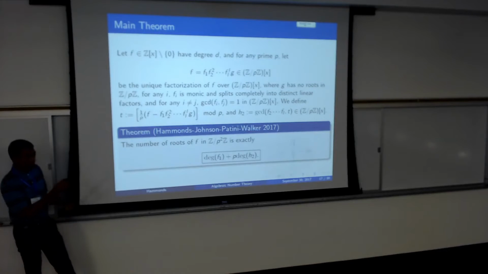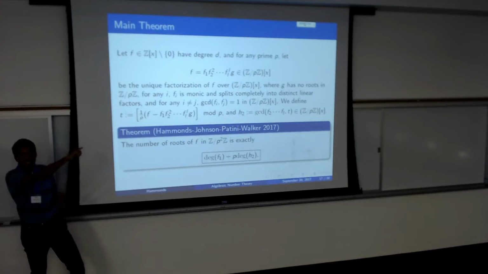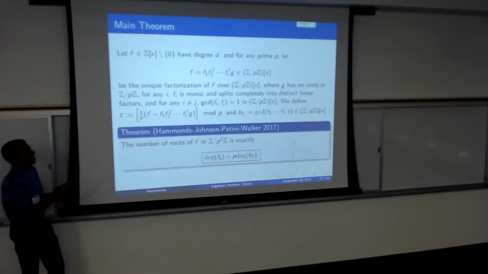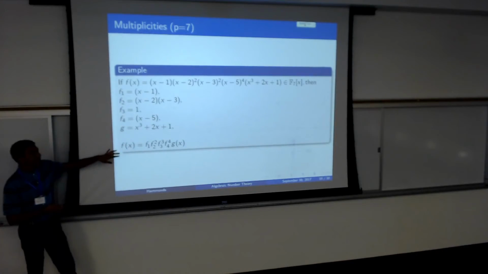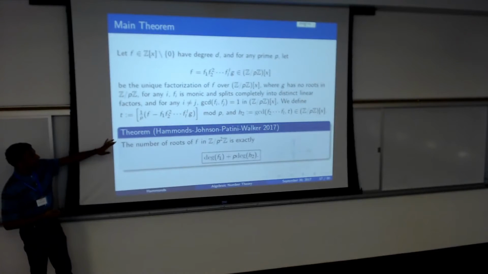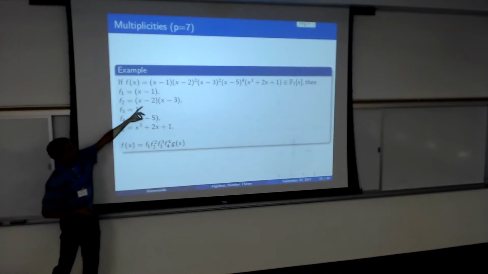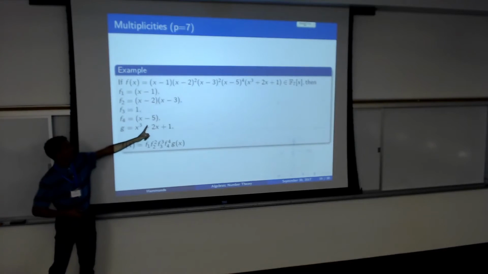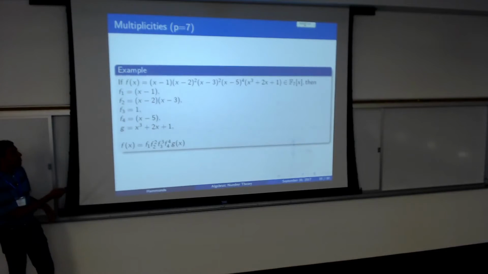It's important to note that g doesn't have roots in Z mod p adjoint x, right? g is the stuff at the end that can't be factored. And for any i, f_i is monic and splits completely into distinct linear factors. That's just what we were saying before in this example, right? You can split them into just linear factors. And for any i not equal to j, the GCD of f_i and f_j is 1 in Z mod p adjoint x. That basically means we're not going to have repeats, right? We're not going to have an x minus 2 here and an x minus 2 here, because that wouldn't make sense, since then the multiplicity wouldn't be correct.